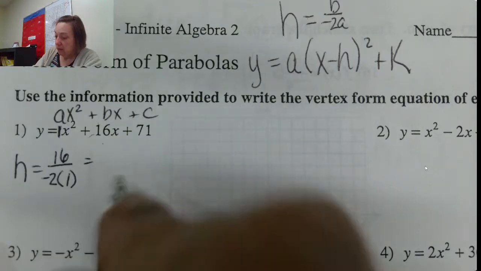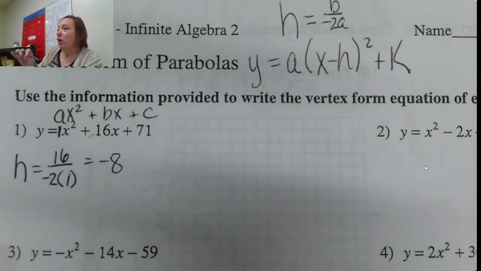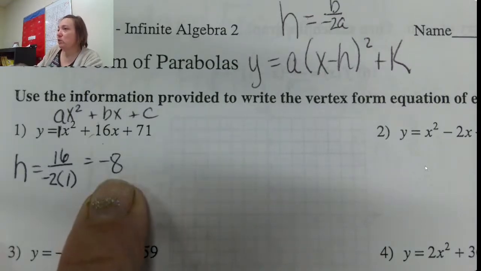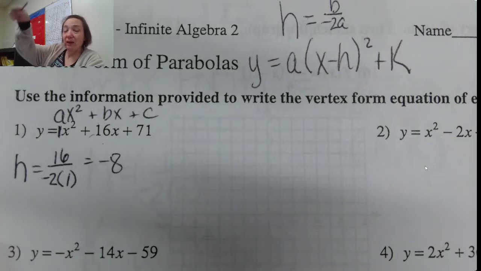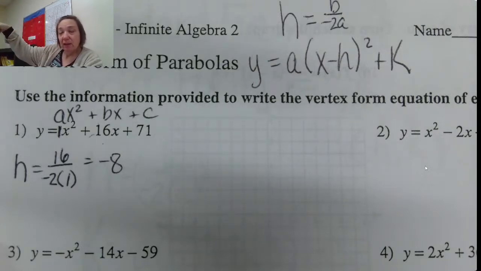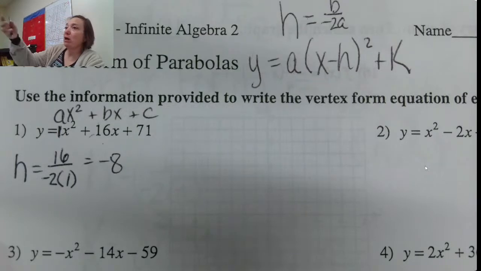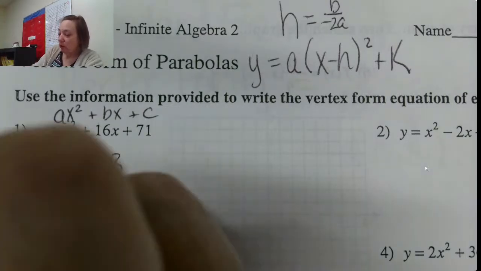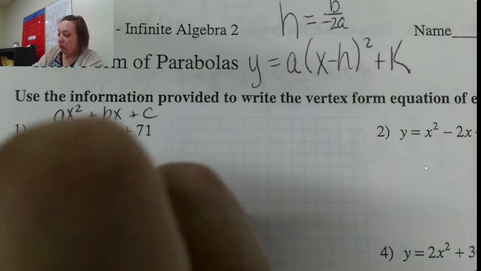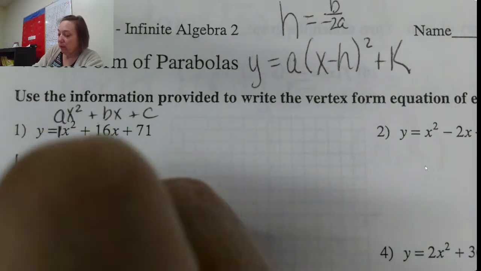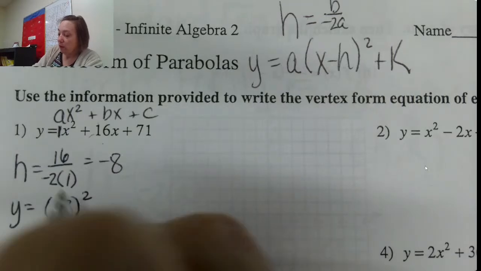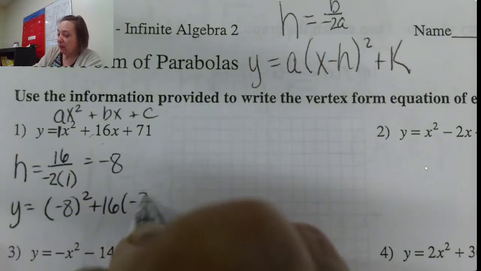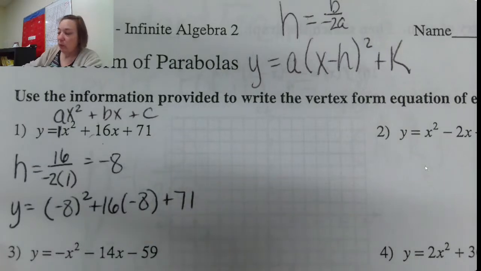Negative 8. So the x of our vertex is negative 8. That's the x. We call it h, but it's the x value for our vertex. Since we know the x value for our vertex, we can plug that into the equation everywhere x is to find the y value of our vertex, which we call k. So we're going to go to our equation, and everywhere that we have x, we're going to put negative 8. So negative 8 squared plus 16 times negative 8 plus 71. And we just do that math.